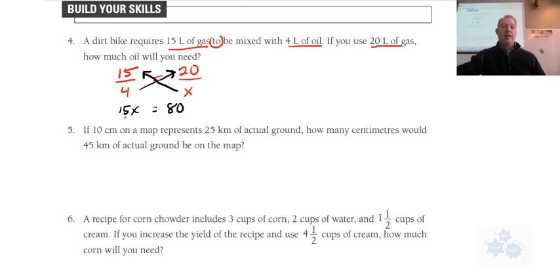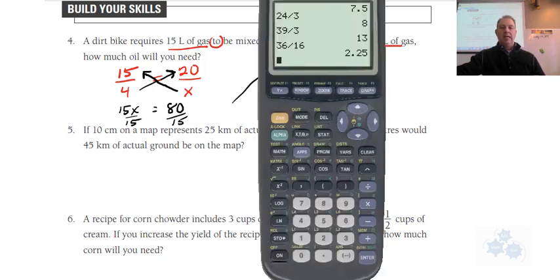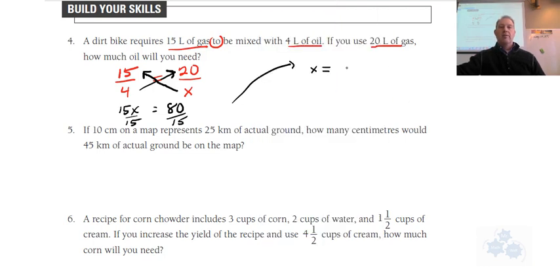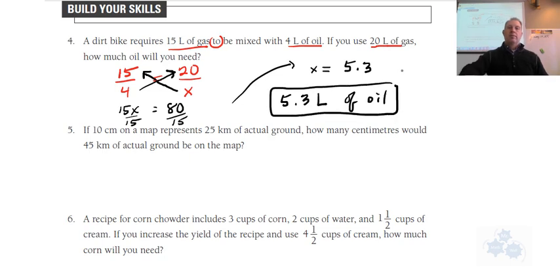And then of course the other half of that is dividing by 15. That's the number that we have to get rid of here on the x. So then up here, x equals, what's 80 divided by 15? 5.3 repeating, or let's just do 5.3. And that would be the amount of oil that you would need. And it's of course in liters of oil. Okay?